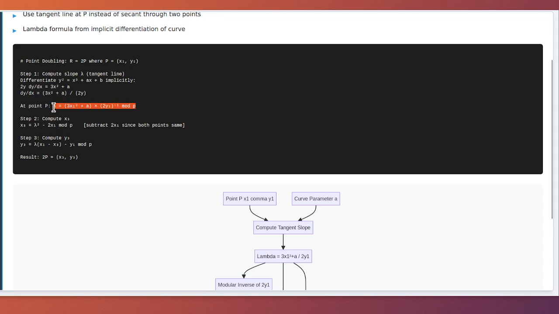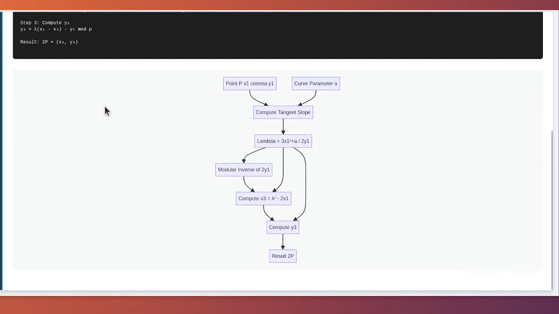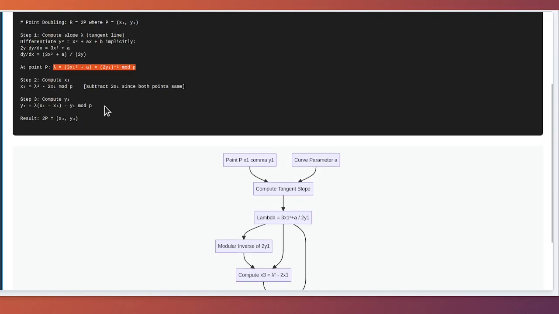Once we have lambda, we use it just like in regular addition. x sub 3 equals lambda squared minus 2 times x sub 1, and y sub 3 equals lambda times (x sub 1 minus x sub 3) minus y sub 1, all modulo p. Note that we subtract 2 times x sub 1 instead of x sub 1 plus x sub 2, because both points are the same.